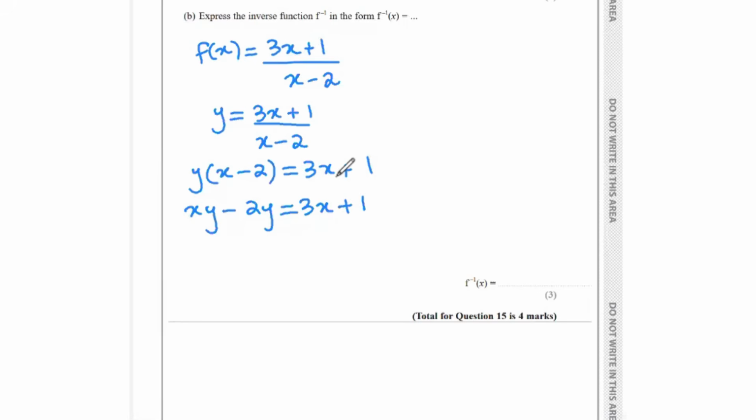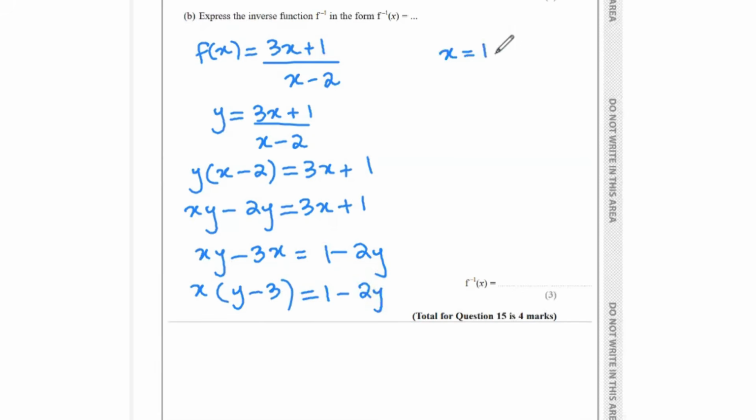So as you can see, initially y is the subject, and now I'm rearranging this equation so that x is the subject. Since x is supposed to be the subject, I'm going to collect the terms with x on one side. So that means it's going to be xy minus 3x equals to 1 minus 2y. Take x common, y minus 3 equals to 1 minus 2y. X equals to 1 minus 2y over y minus 3. And if we compare this to the original equation, we can see that x is the subject now, not y.